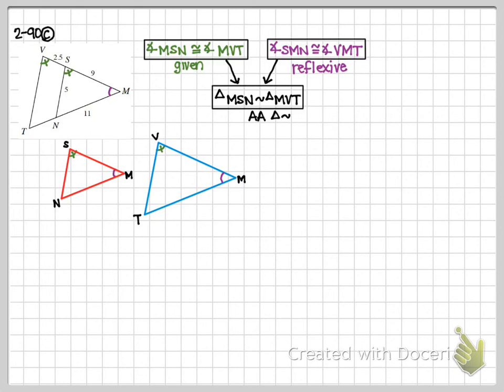So based off of this, I do have enough information to prove that the two triangles are similar to each other because I have two angles that are congruent. So that means that the third one has to be congruent, which means I've got similar triangles.